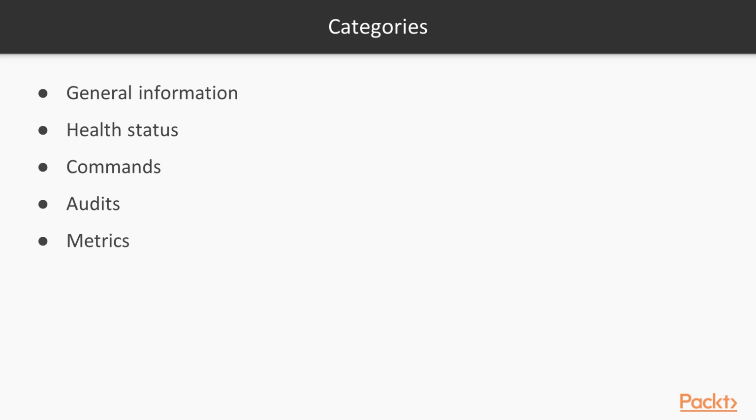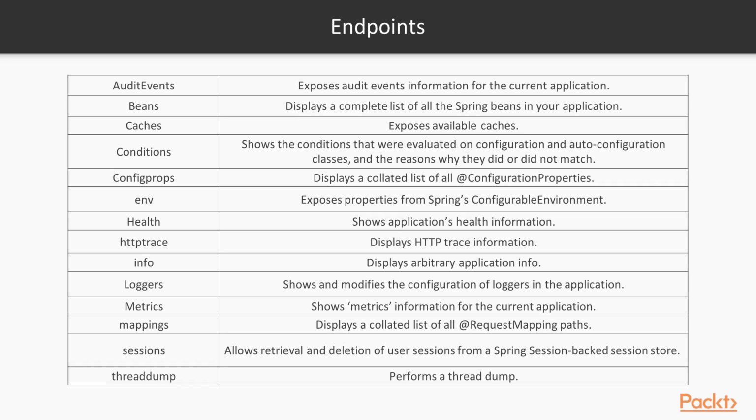The endpoints that Spring Boot Actuator comes with are separated into these categories: general information, health status, commands, audits, and metrics. This is a short list with the most important endpoints. We will get to know some of these endpoints during this section, like health, logging, configuration, metrics, and so on. On the official Spring Boot documentation website, you can see some more possible endpoints. You will get to learn just the necessary endpoints you need to troubleshoot your application.